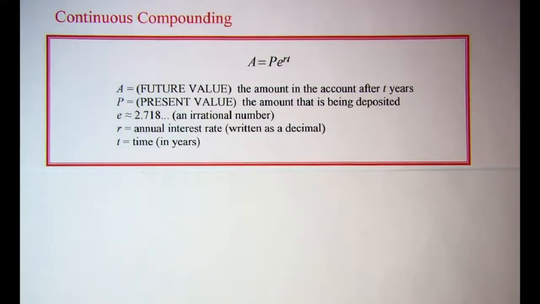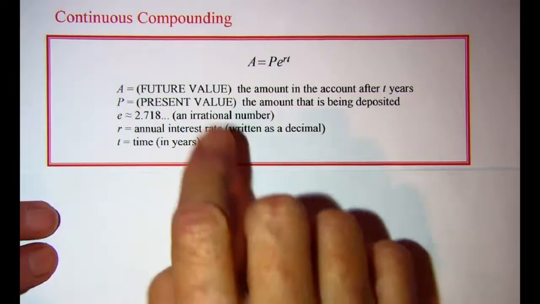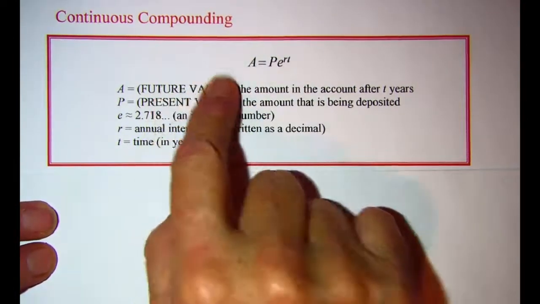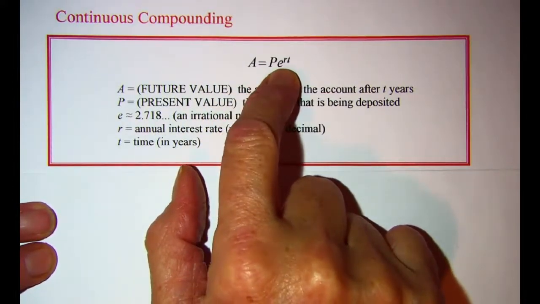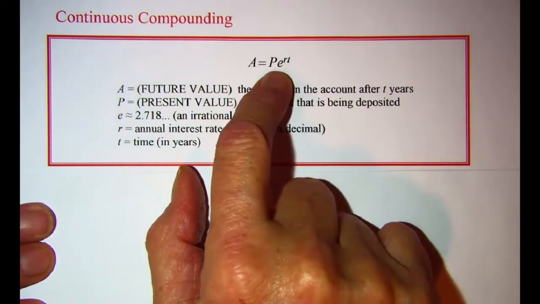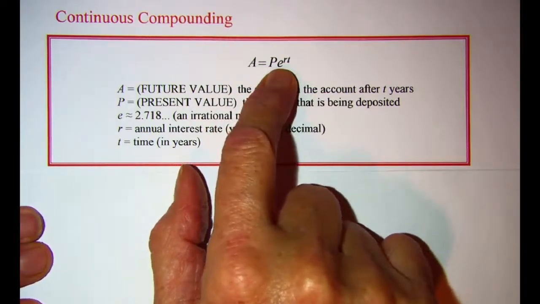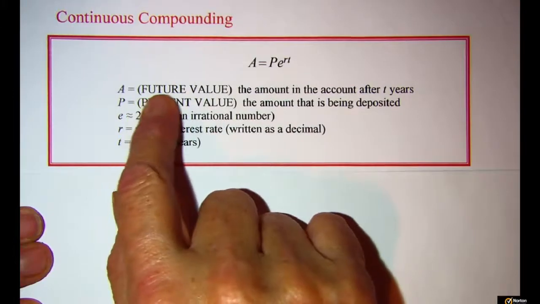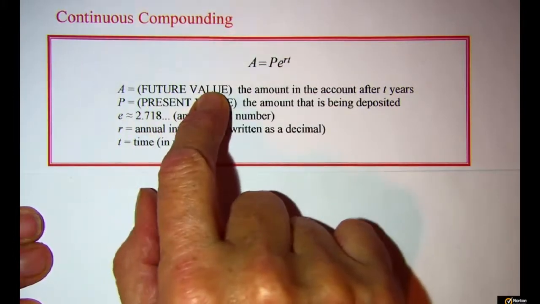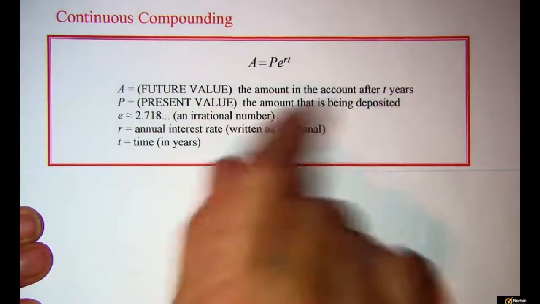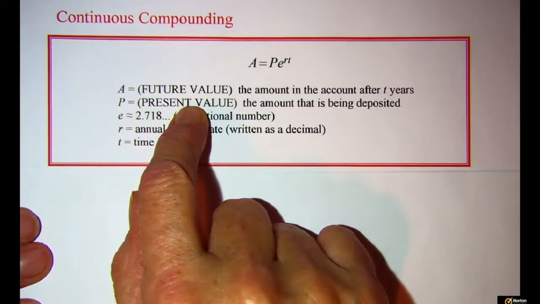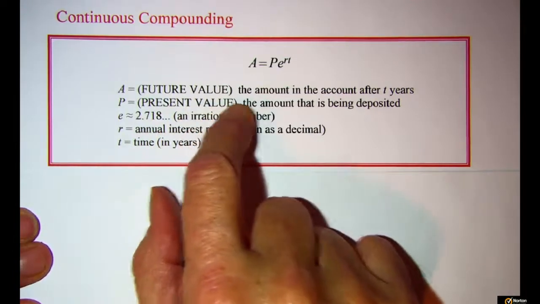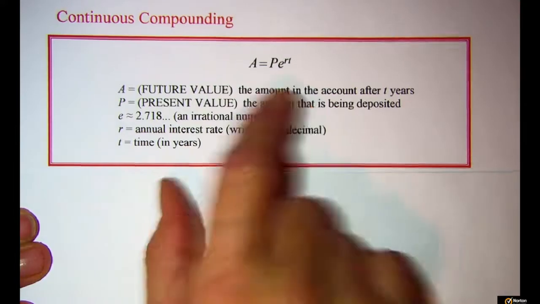In this video, we will be looking at a problem that involves continuous compounding. We need to use the formula A equals P times e raised to the rt for a continuous compounding problem. Again, the A is your future value, which is the amount in the account after t years. Your P is the present value, or sometimes called principal, and that's the amount that you're depositing right now.